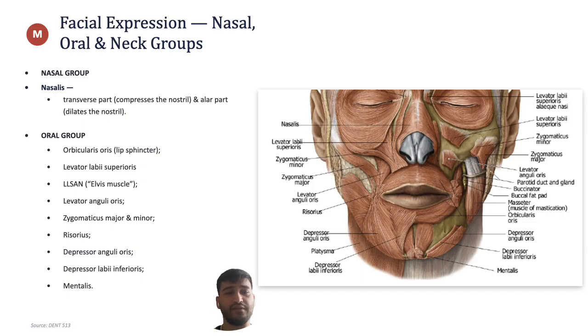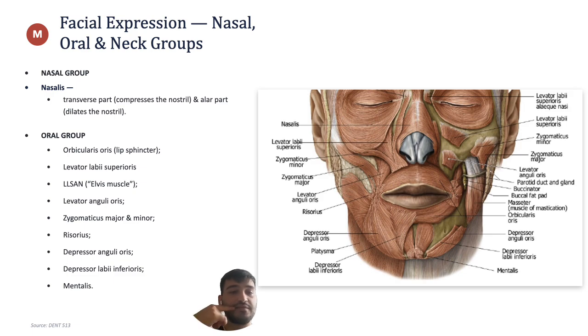And then we have the levator labii superioris, which raises the lip upwards. We have the LLSAN, which goes from here all the way down like this, and some people call it the Elvis muscle. Then we have the levator anguli oris, which is a levator at the angle of the mouth. Then we have the zygomaticus minor first, then the zygomaticus major. The zygomaticus major is what gives us dimples if they're separated, because it has two parts. So this is the major, and this is the minor.